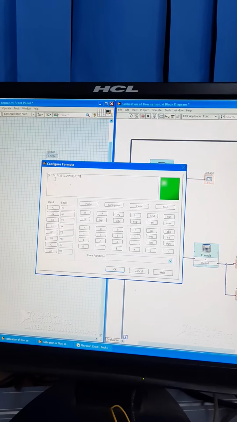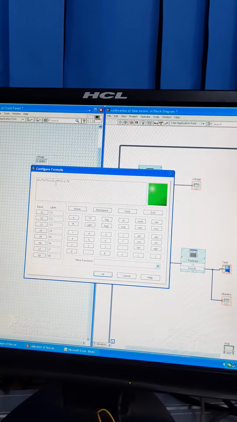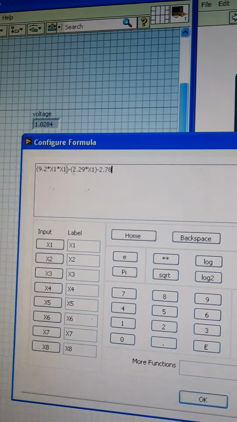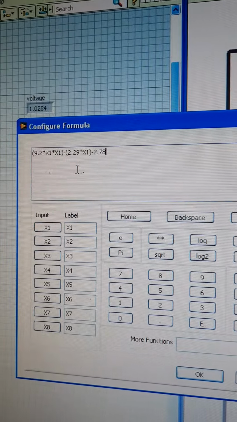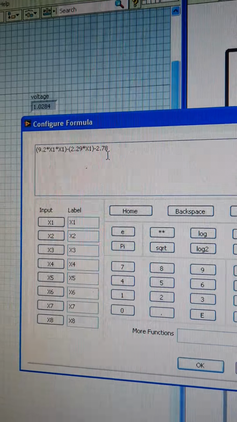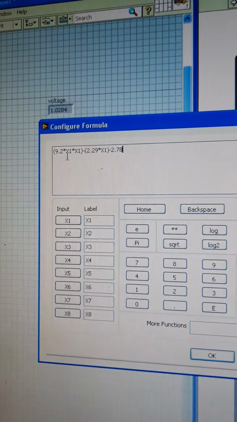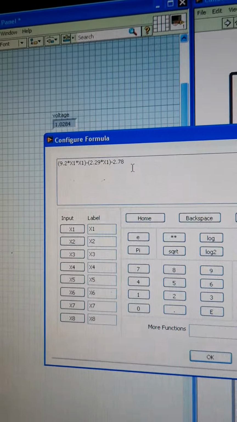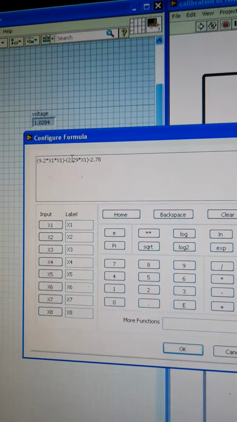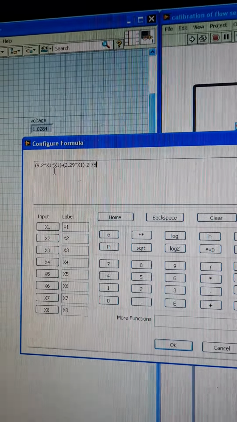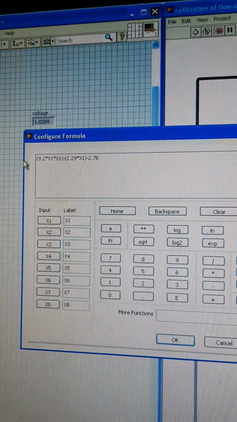So 9.2 x squared minus 2.29 x minus 2.78. If you substitute x as 0.95, the output you have to get is 3 liters per minute. So this equation is relating the voltage generated by the flow sensor and the corresponding mass flow rate of air which is flowing through it.